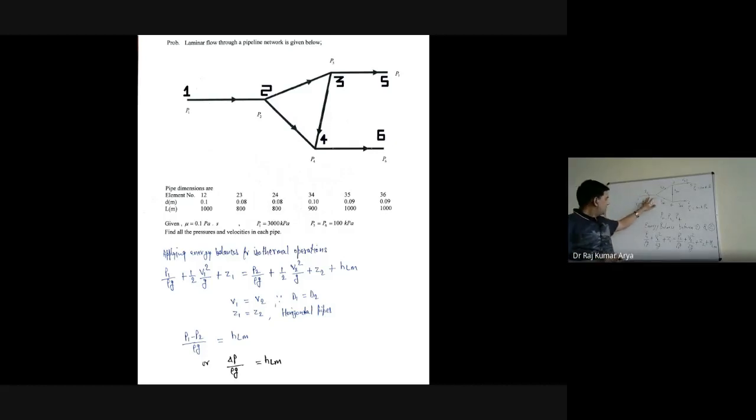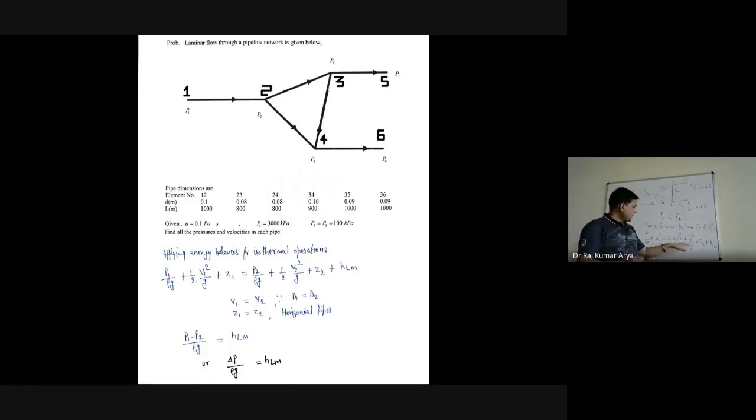For 1 and 2, this is one particular pipeline. The length of that is given to you as 1000 meter, and the diameter is 0.1 meter. P1 is given to you. V1 you have to calculate. Then V1, V2. This is one of your equations here.